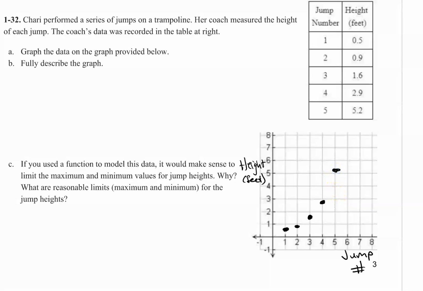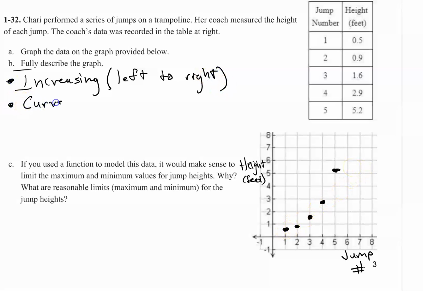Now how do we describe this data? Well, number 1, from left to right, it is increasing. Number 2, that's not a straight line. You can't draw a line through it. So it's curved. You could also say non-linear. This is the y-axis, and as you can see, there's no point on the y-axis. So that means there's no y-intercept.